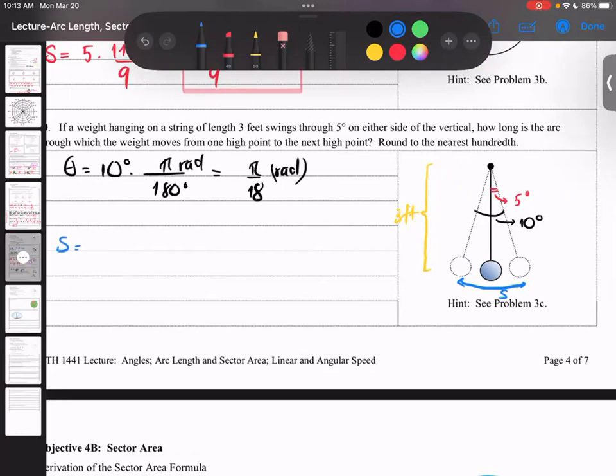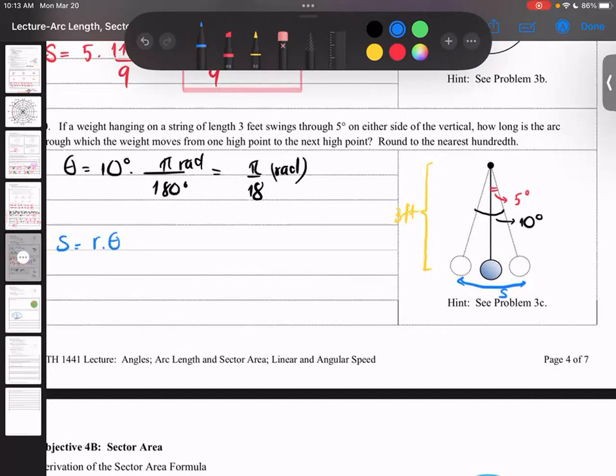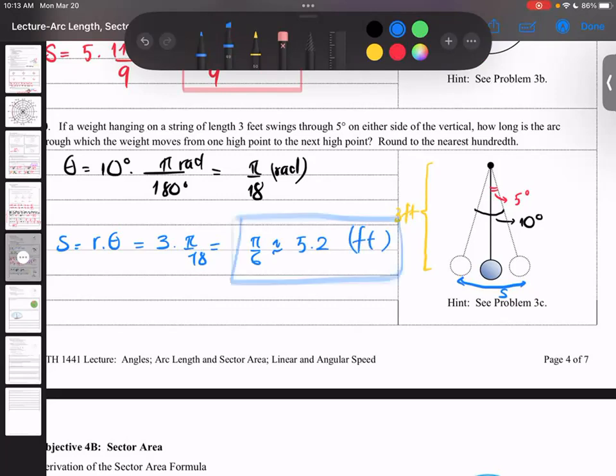Now you calculate S. S is R times theta. R is 3, right? Times pi over 18, pi over 6. Unit will be, they didn't give you a unit. Oh, they want you to round it. Pi divided by 6 is .52. Because they don't give you units, I'm going to say just units. It could be meter, it could be feet. Oh, this is feet. They did give you units, sorry. Feet. .52.